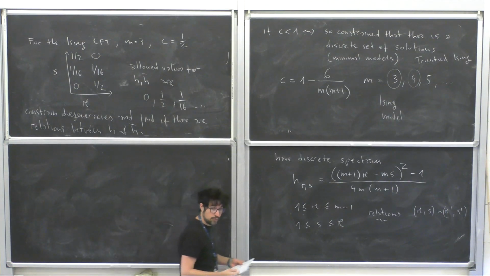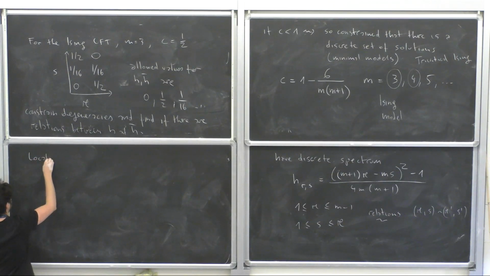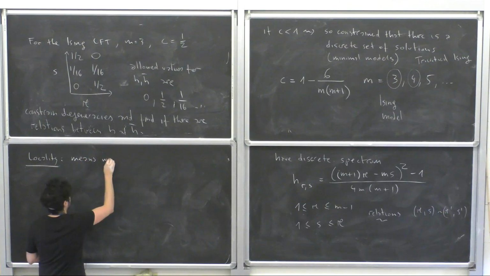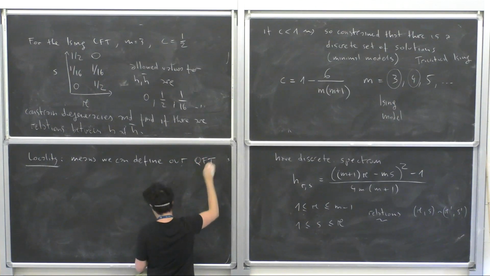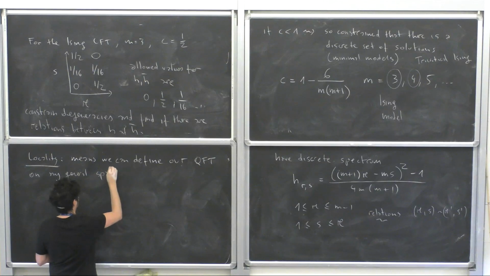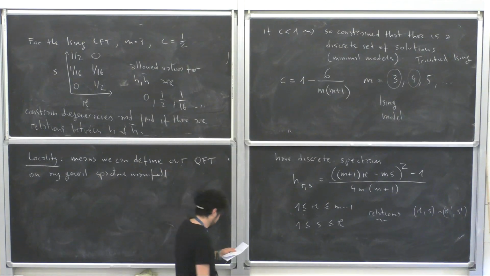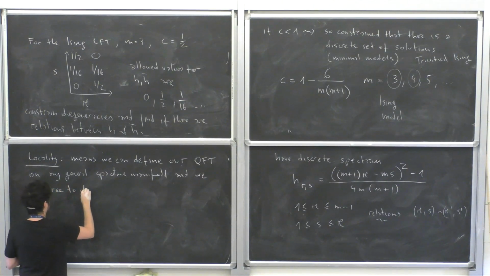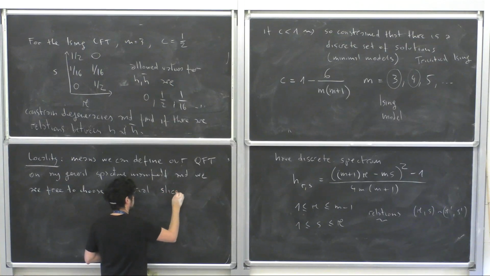So, to do that, we are going to use locality. Now, for us, in this context, locality means that we can define our field theory on any general space-time manifold, and we are free to choose different spatial slices to quantize the theory.